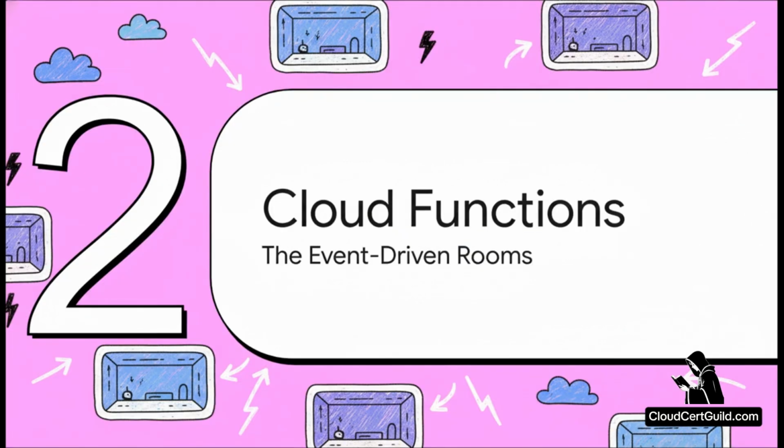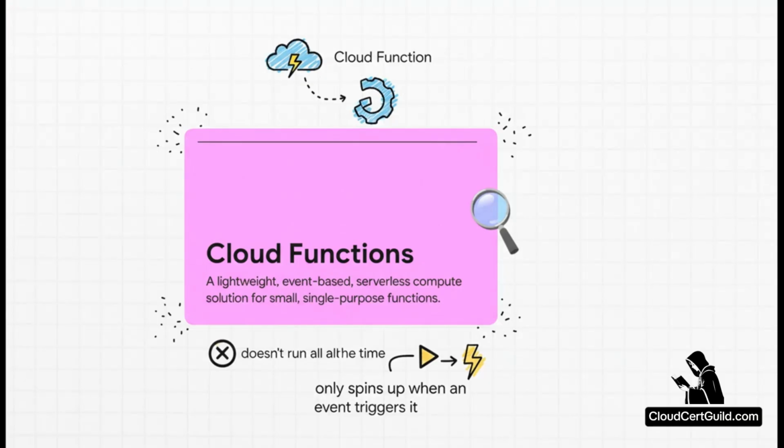Okay, let's leave the apartment complex for a bit. Our next stop is something much smaller and way more specialized. Welcome to Cloud Functions, or what I like to call the event-driven rooms. So we're not talking about a full-time home for your whole application here. A cloud function is just a tiny snippet of code that does one specific job. It's not running all the time. In fact, it's doing nothing until some kind of event happens that triggers it to wake up and do its thing.